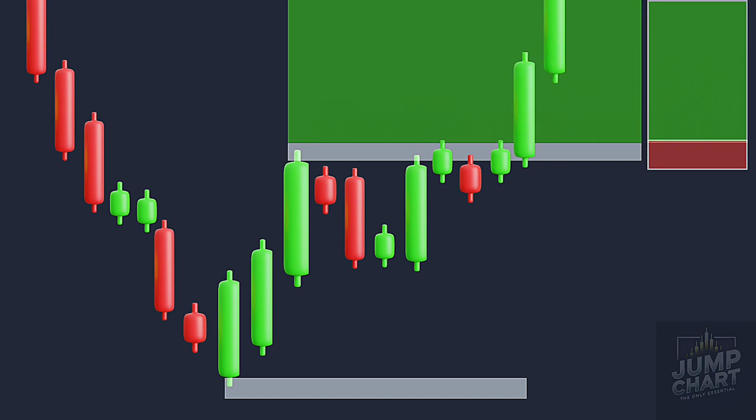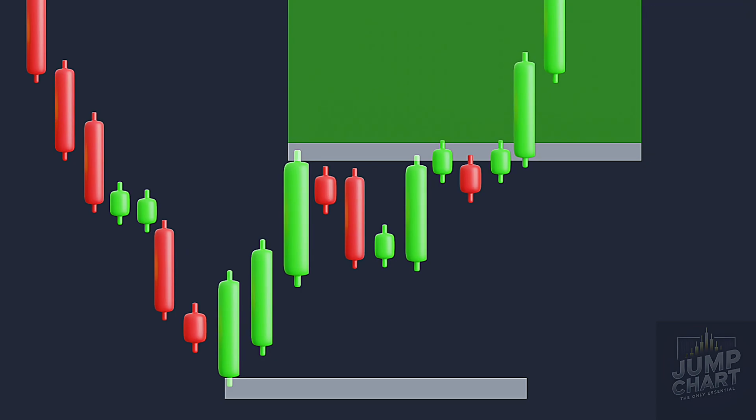A strong green momentum candle breaks through and closes above resistance. It enters our green zone. This is the confirmation we were waiting for. From here, the candles keep pushing up with strong momentum. The move plays out exactly as expected.